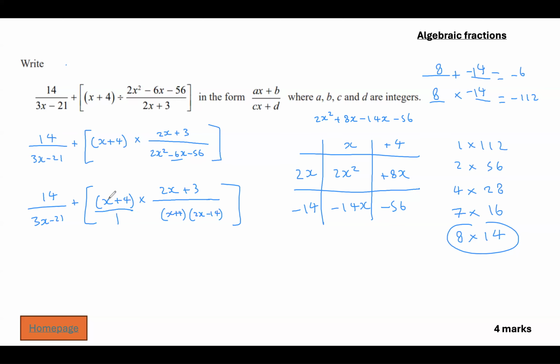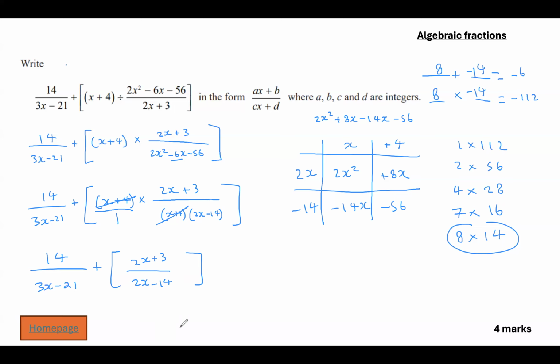Okay, so now that we've factorized everything, I could rewrite this as over 1, because x plus 4 divided by 1 is still x plus 4, and then I can look to cancel down. So I can cancel x plus 4 and x plus 4. So what we end up with is 14 over 3x minus 21 plus 2x plus 3 over. Remember, when they cancel down, they don't disappear. This becomes a 1. So 1 times 2x plus 3 is 2x plus 3, and 1 times 2x minus 14 is 2x minus 14.